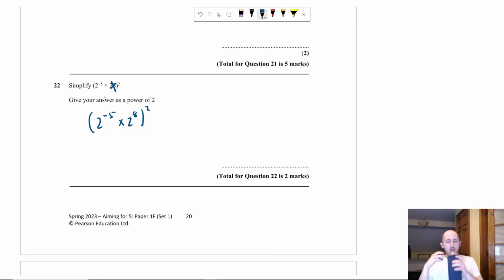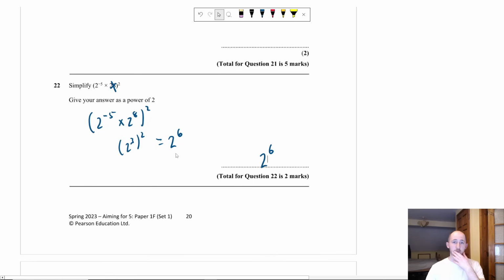So when you have two things multiplying, you add the powers, which gives me 2 cubed squared. Now when you have a power to the power, you multiply the powers, which is 2 to the power of 6, which is the answer in the mark scheme. So that's very interesting that they've managed to get that wrong.